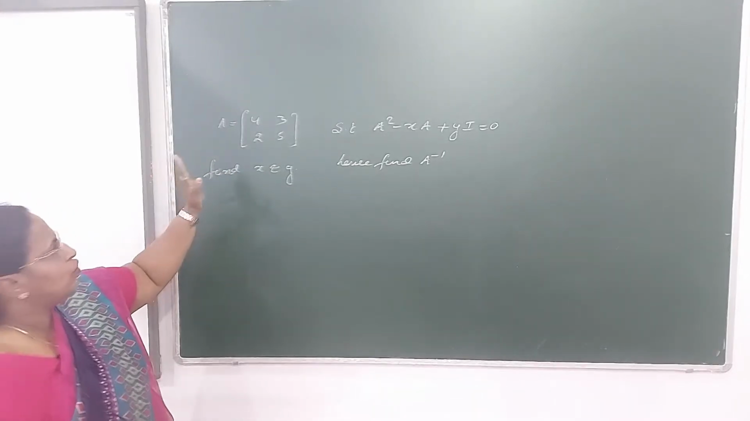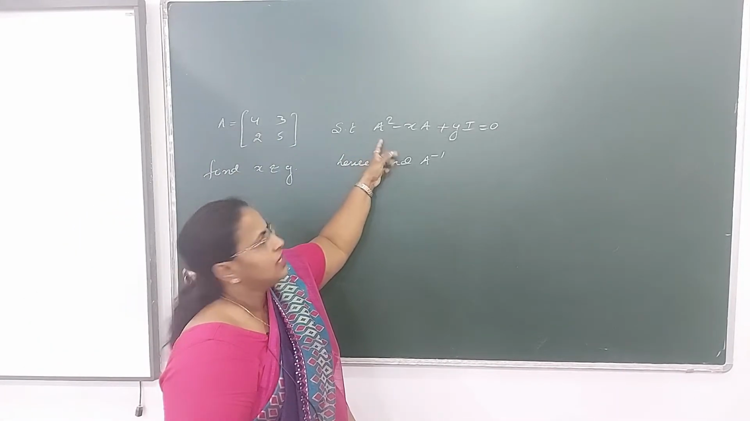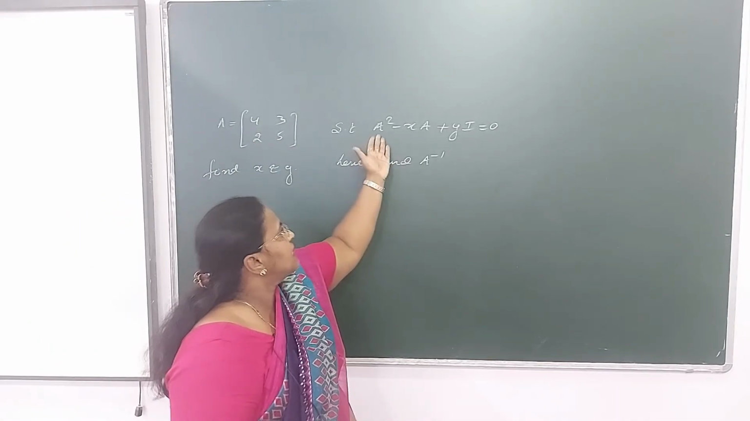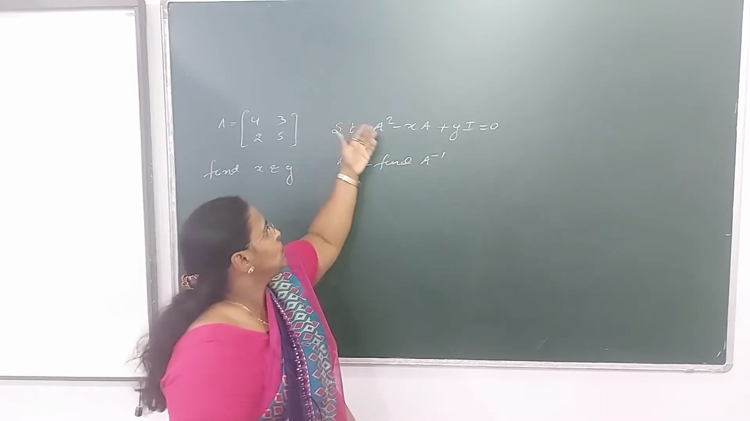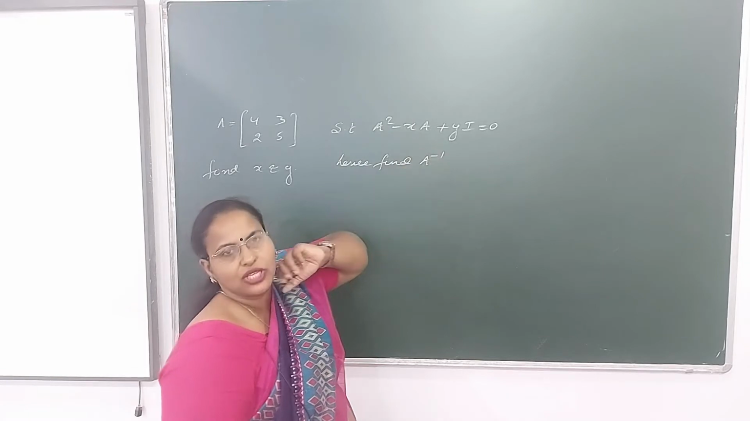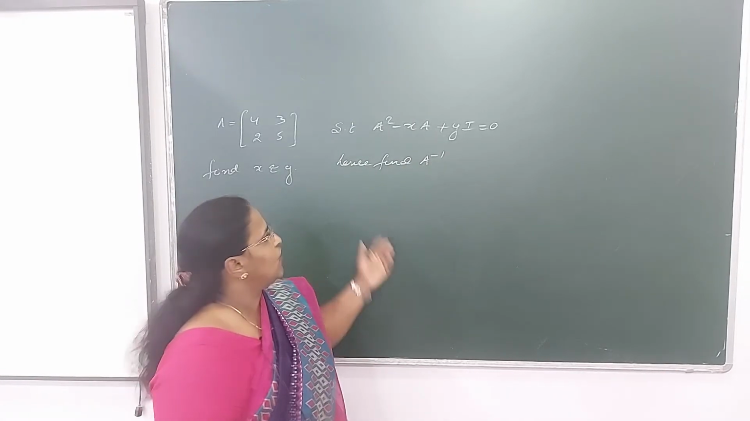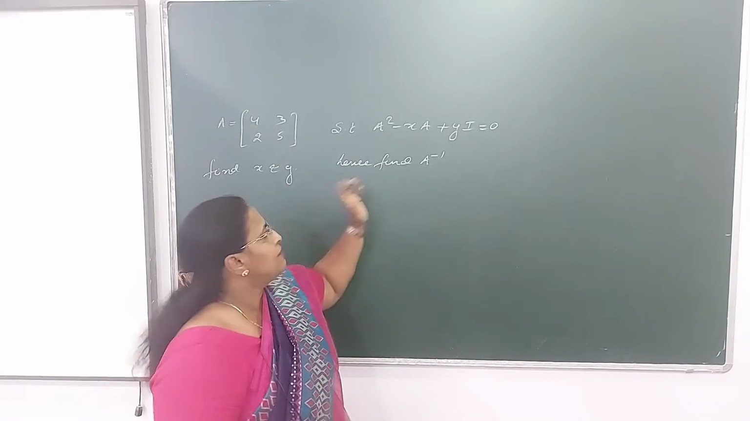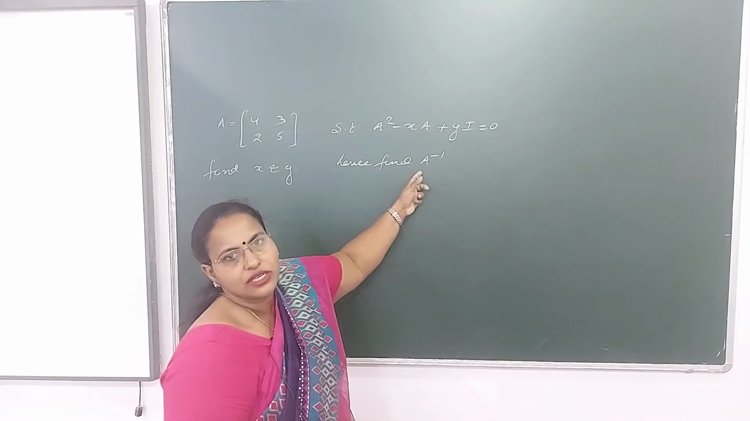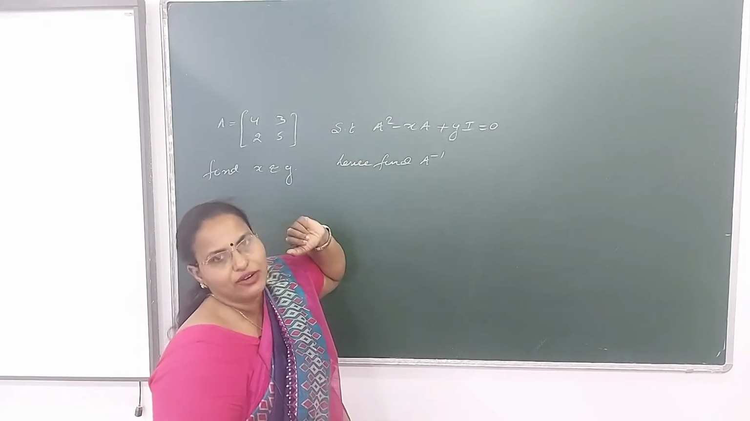So what to do? You will be finding all the terms whatever is required here in this condition. Since it is given that A square minus xA plus yI is a null matrix, using this particular equation you will be finding out the unknown values x and y. After getting the values of x and y, you will be putting them here, and then using the concept you will find out A inverse. So here you have to use this particular equation for finding out A inverse.